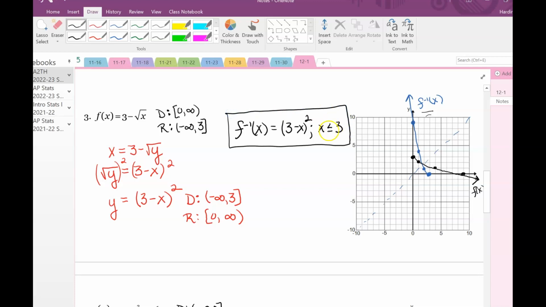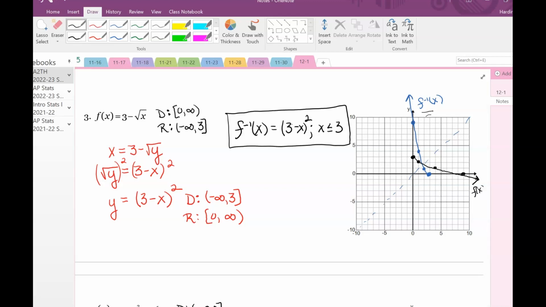Without that x is less than or equal to 3, you do not have the correct answer, because you'd be saying a full parabola is the inverse. Full parabola is not the inverse. So make sure on questions like this that you remember to put in the domain, because it's not already implied from the equation that you're looking at.